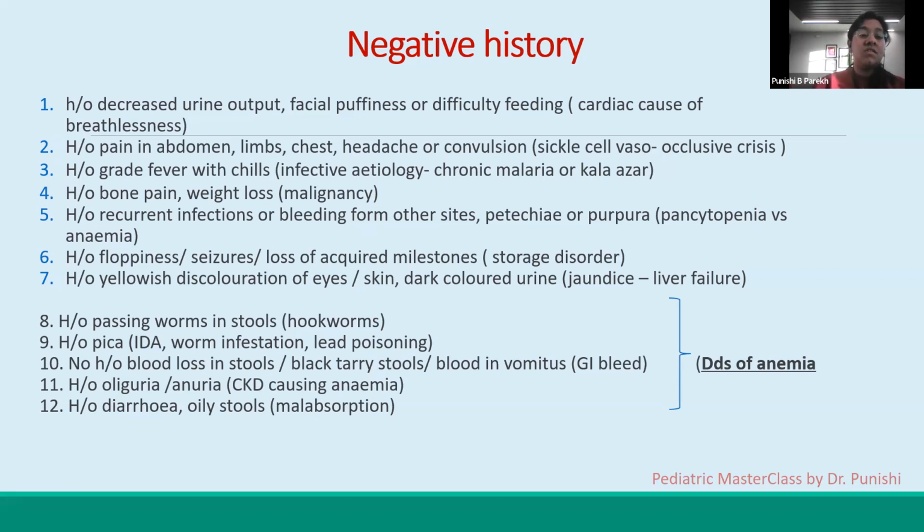And lastly, whether there's history of yellowish discoloration of eyes, skin, basically jaundice, and dark colored urine. So this is to look for jaundice because of liver failure. When you have liver failure with portal hypertension, that again can present with anemia and hepatosplenomegaly. So these are the set of questions that you will ask in terms of your differentials when you're dealing with anemia with hepatosplenomegaly.